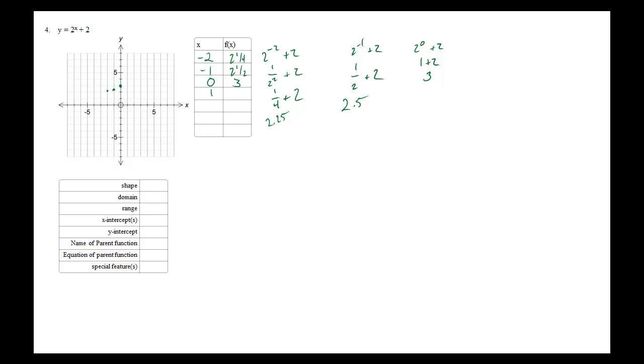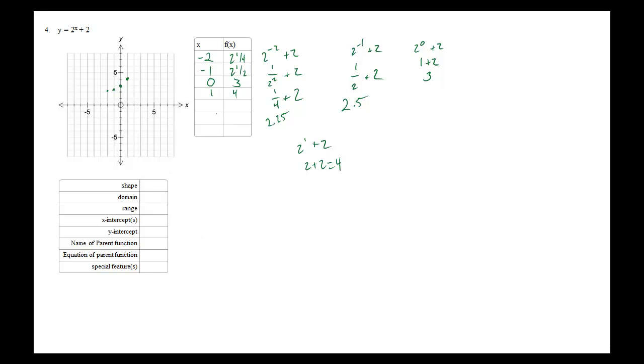And then we go ahead and put another number in. We go 2 to the first power plus 2. And 2 to the first power is 2, plus 2 is going to give me 4. So I got 4 now. So I go to 1, 4. And there it goes right there.